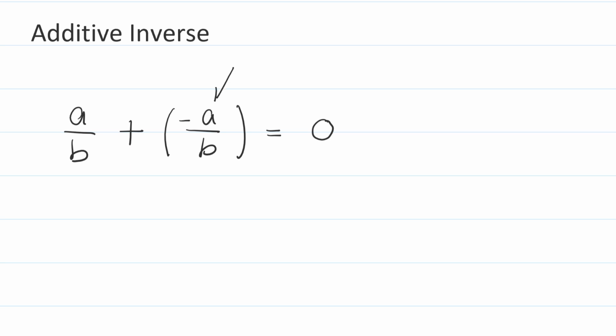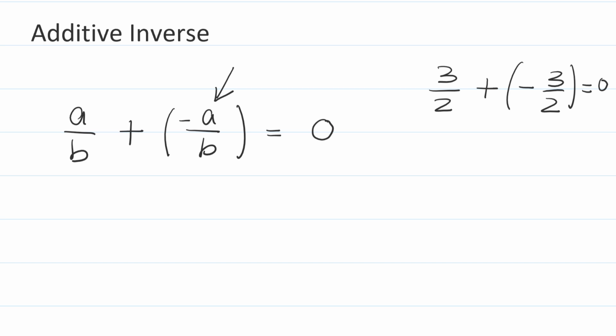Additive inverse. For every rational number a upon b, there exists a rational number minus a upon b such that a upon b plus minus a upon b is equal to 0. We call this number the opposite number. The opposite of 3 by 2 is minus 3 by 2, and the property is 3 by 2 plus minus 3 by 2 is equal to 0.